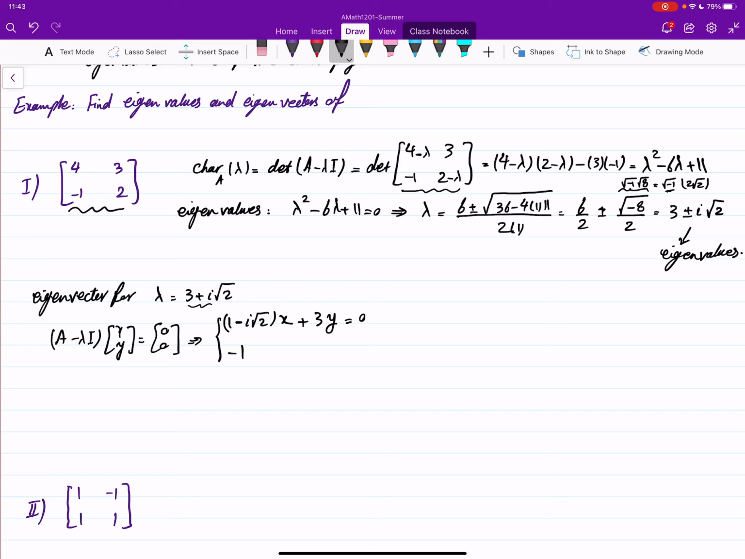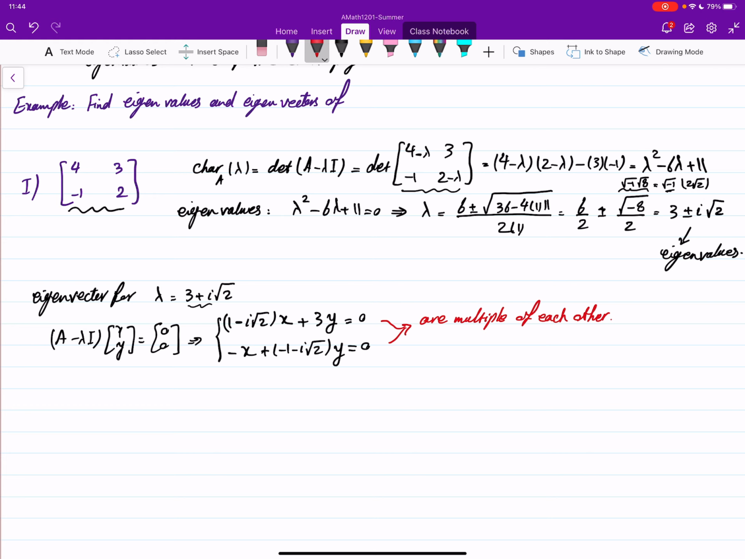The other one is minus x plus 2 minus lambda, so this is 2 minus 3, which gives me minus 1 minus i root 2 times y. Remember from the other examples that we had for the eigenvectors, these two equations must be multiples of each other.